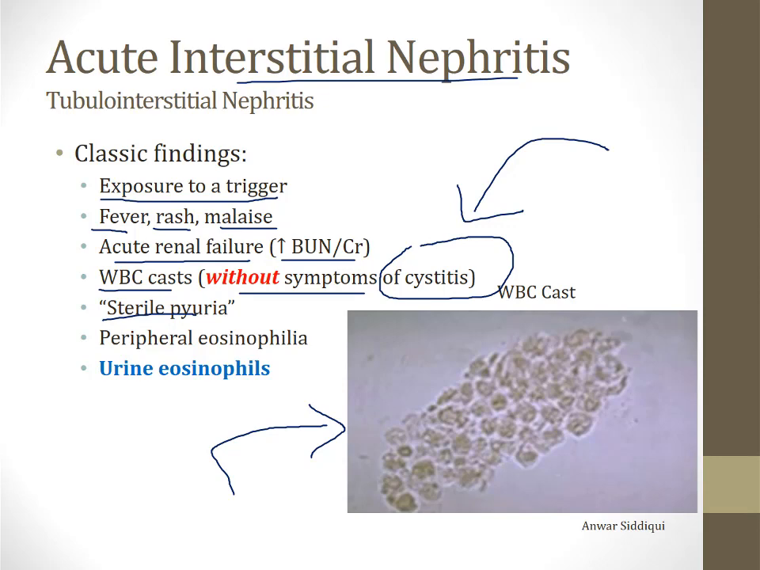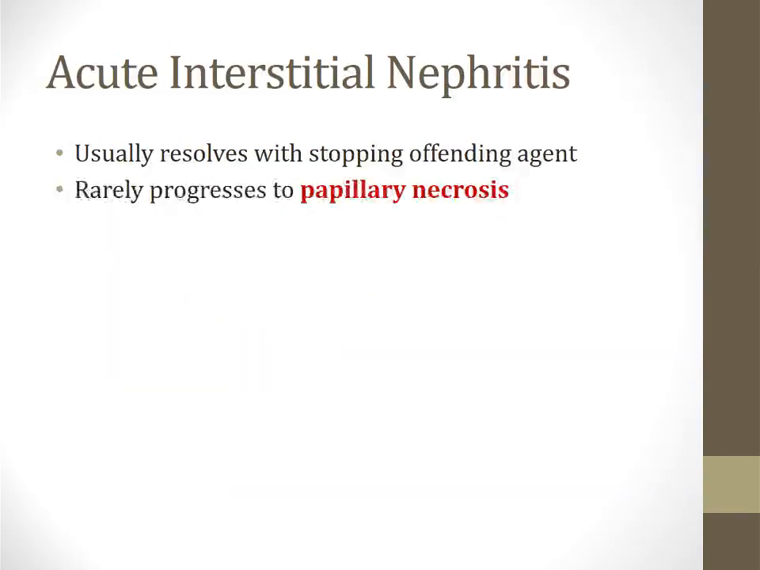bacteria. Now also, because it's an allergic reaction, there may be peripheral eosinophilia, and sometimes you can also see eosinophils in the urine. As I told you before, this is usually a benign disorder. The symptoms resolve with stopping the offending agent, but in rare circumstances it can progress to something called papillary necrosis, and we're going to talk about that a little bit later on in this video.